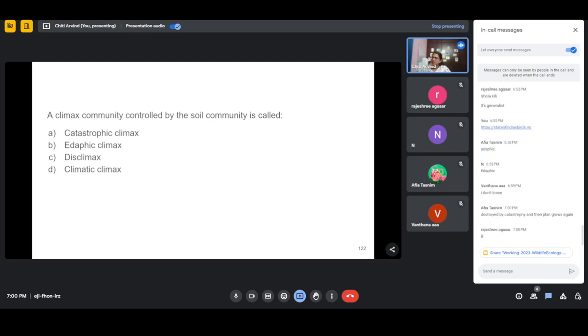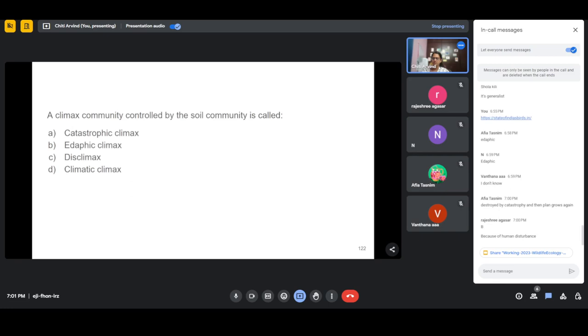What about a disk climax? What could be a disk climax caused by? What events? Human disturbances. Yes, that's correct. And a climatic climax is caused by climatic factors, right?